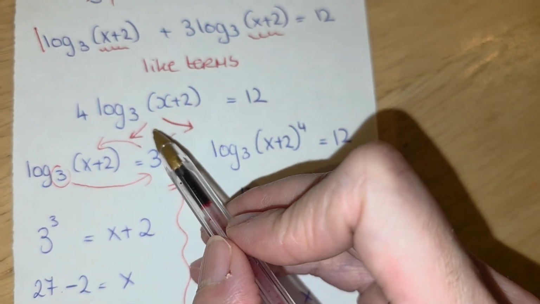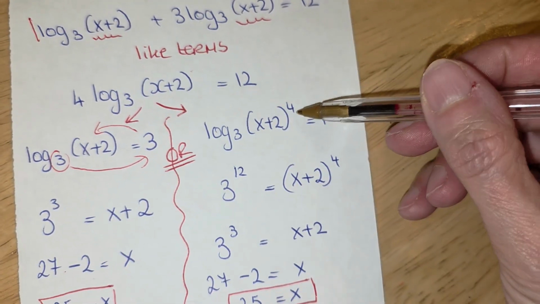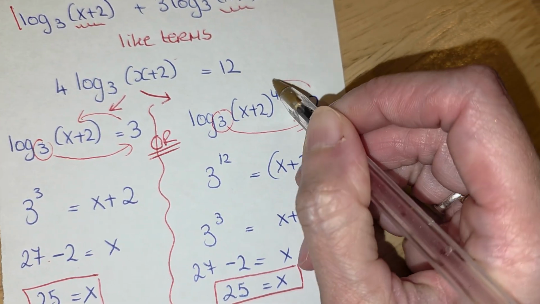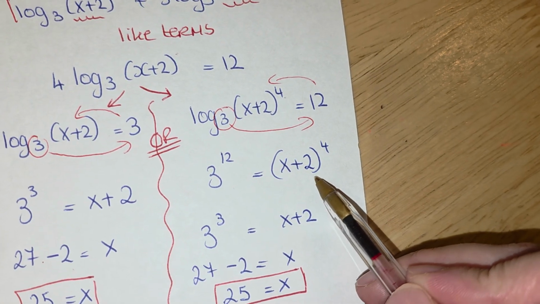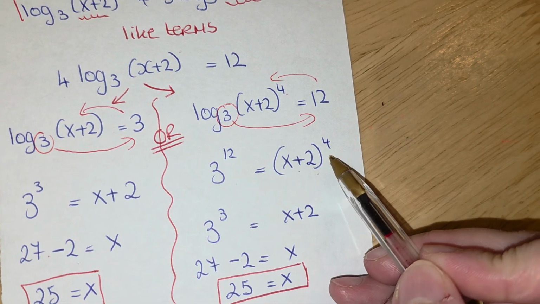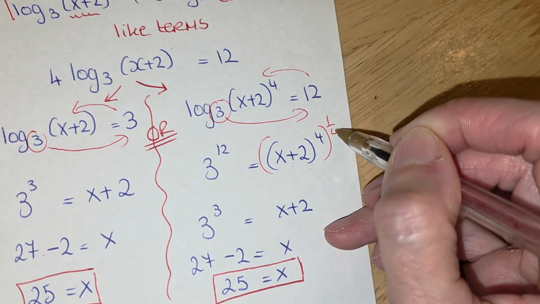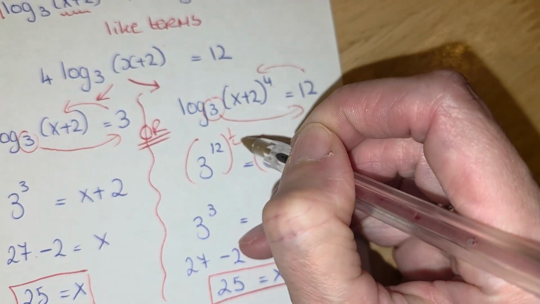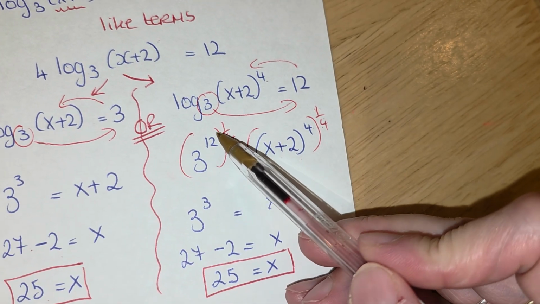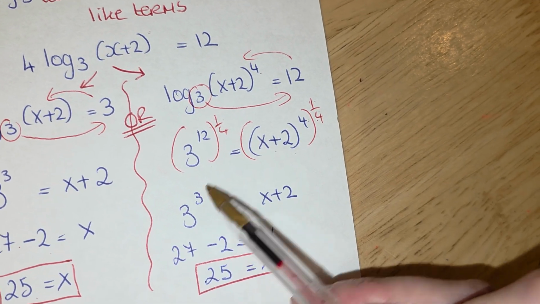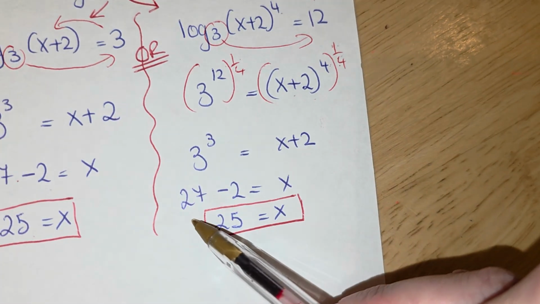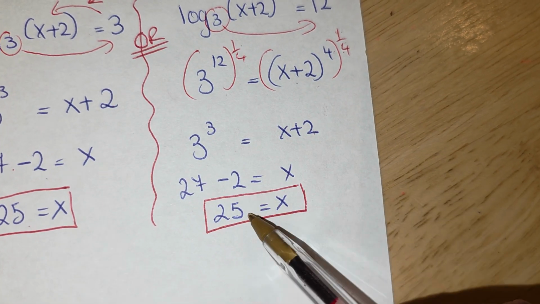Or alternatively, you could bring the 4 up and put it on the bracket as a power, like this. Then take it out of log notation, so it'll be 3 to the power of 12 is equal to the bracket to the power of 4. You want to get the bracket to the power of 1, so again, put both sides to the power of the reciprocal of that, which is 1/4. What you do to one side, do to the other. And then it's rules of indices, power to a power, you'll get a power of 3. 4 multiplied by a quarter gives you a power of 1. 3 cubed is 27. Bring over the 2 and subtract it, and you get 25.